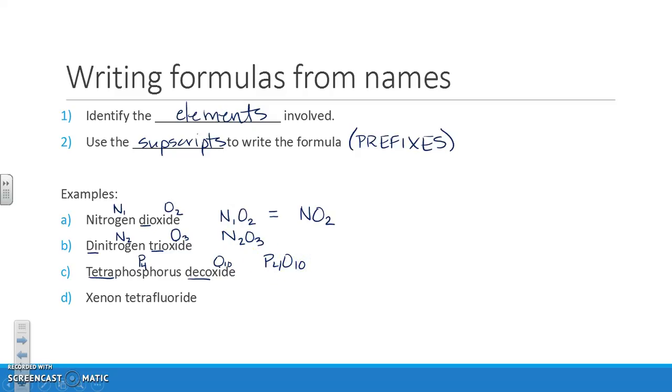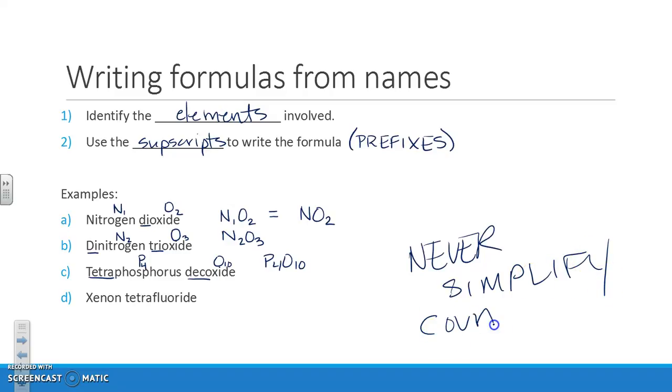Okay, now somebody's probably like, hold up, wait a minute, you can simplify. No, you never, ever, never simplify covalent compounds. Never. Never. Okay, don't ever simplify them. Ionic, you better simplify it. Covalent, don't do it. All right, and then on the last one, we have xenon tetrafluoride.